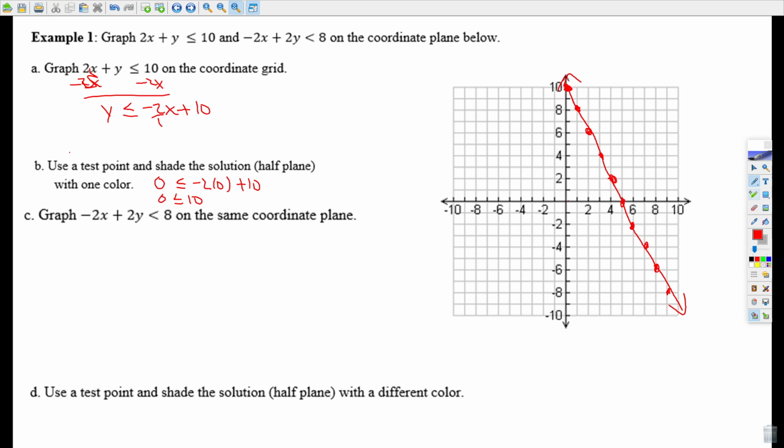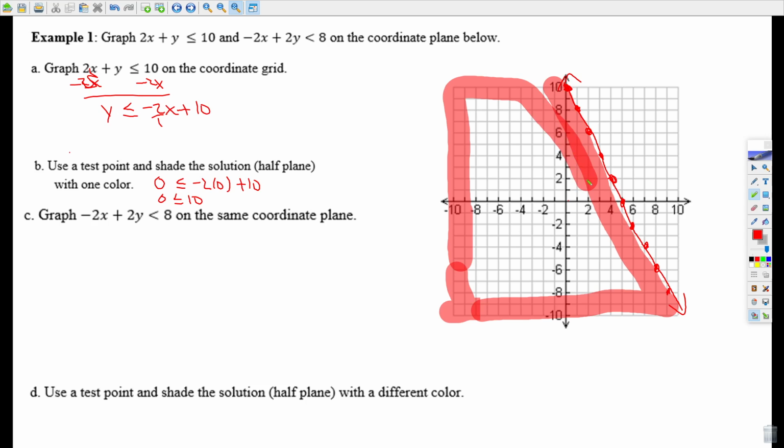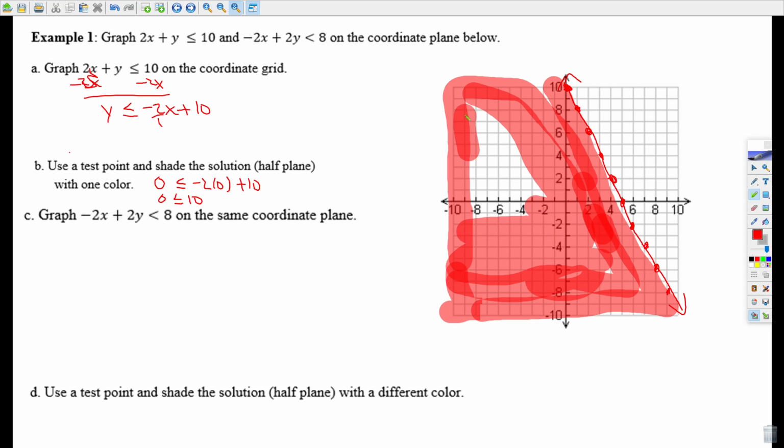I guess this time we're going to practice shading it all at once. So using my highlighter, it's going to be less than, so it's going to be below the line, which we already said, as best we can. I don't know why it's not picking up correctly here. Hopefully you can shade that a little better than I did. So it's quite a lot of the graph here.